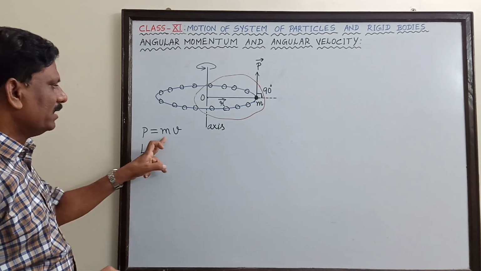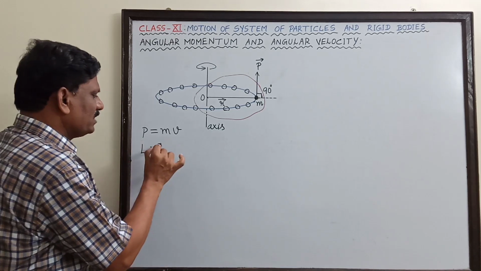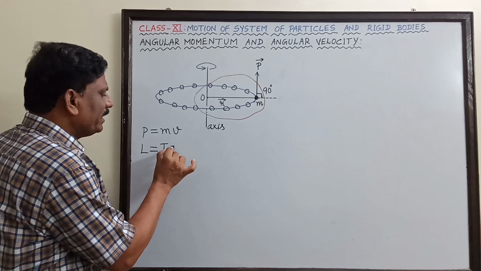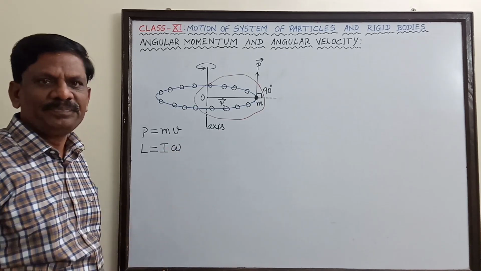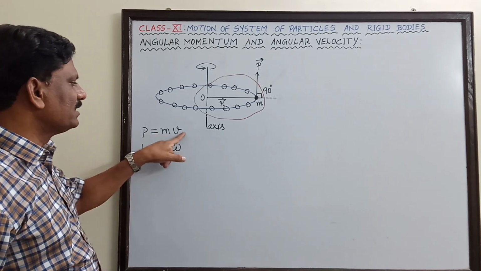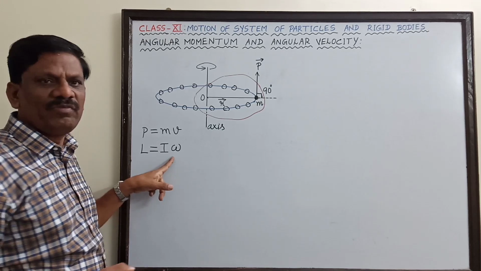And the role played by mass in rotational motion is what? Moment of inertia. And we have to substitute V by angular velocity omega. Just analogous terms. So the first equation is true for translatory motion. The second equation is true for rotational motion.